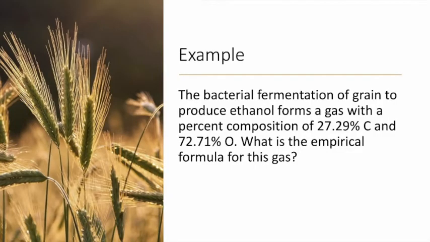We'll do an example. This example is for a covalent compound. We're told that the bacterial fermentation of grain to produce ethanol forms a gas with a percent composition by mass of 27.29% carbon and 72.71% oxygen. What is the empirical formula for the gas?